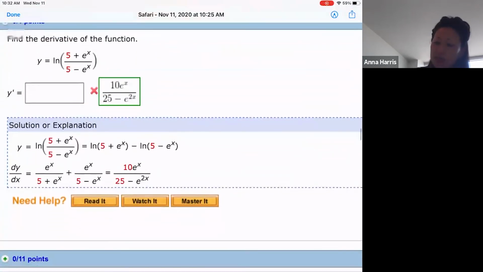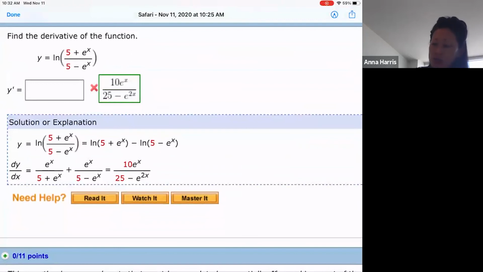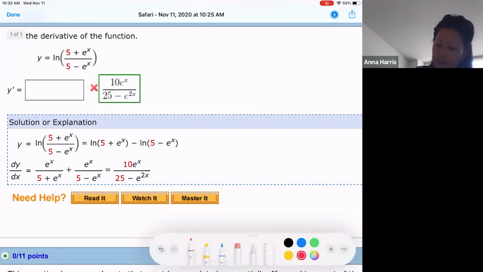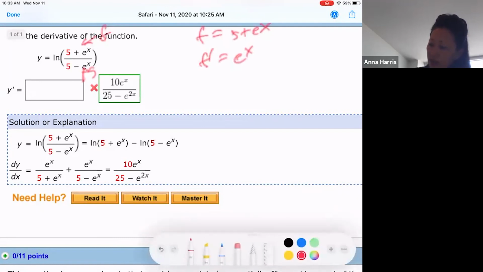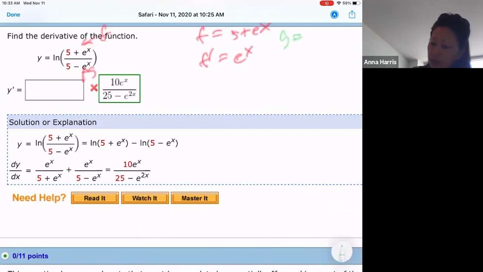All right, same thing here. This is the one that you just put into UMB, F and G. So you're going to say F is equal to 5 plus e to the x, and F prime is just e to the x. And we're going to do G to be 5 minus e to the x, so G prime will be negative e to the x. And just plug into your formula again.